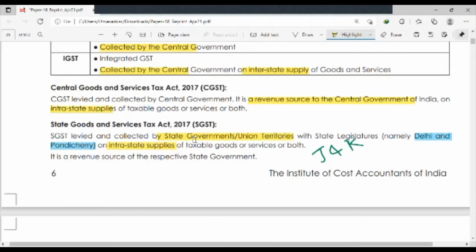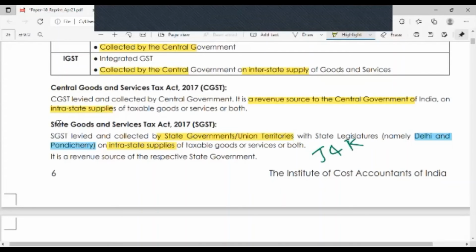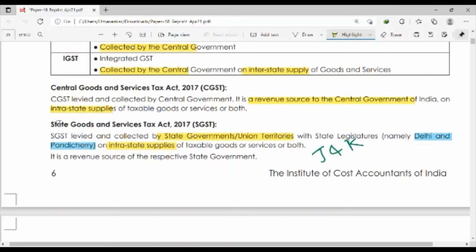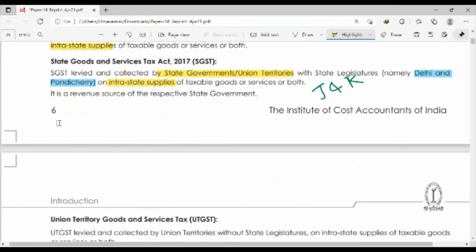See, all this is given as the revenue source of the central government. SGST is collected by the state government or union territories. But one point to be noted here is that for union territories, there is a separate act called the UTGST Act. But some union territories also have state legislatures, for example Delhi, Pondicherry, and Jammu and Kashmir. These are the 3 union territories which have state legislatures. So for them, SGST will be applicable and UTGST will not be applicable. Okay, this point to be noted.